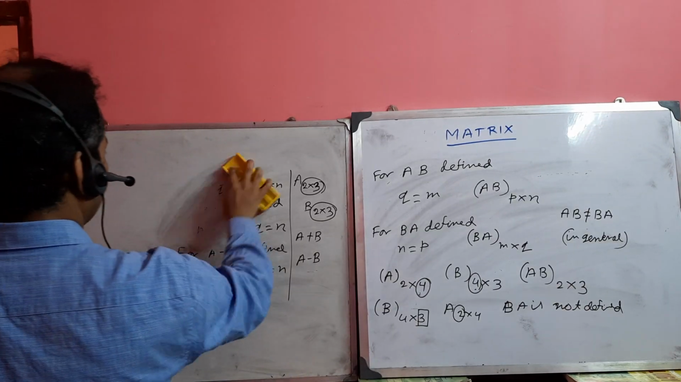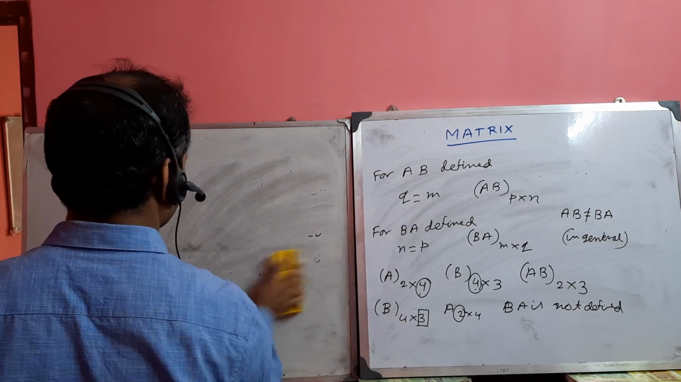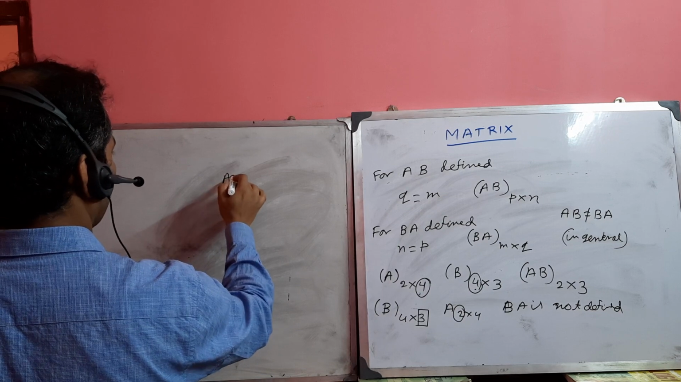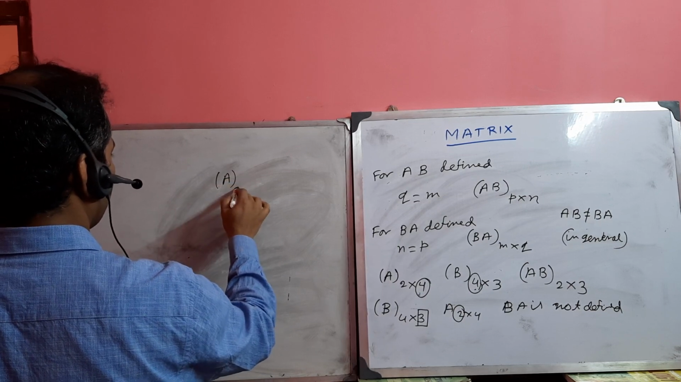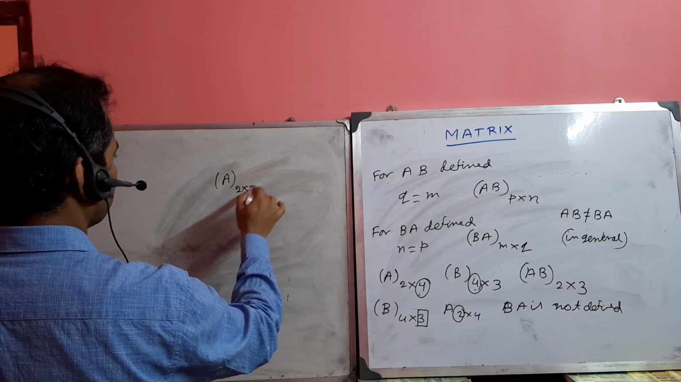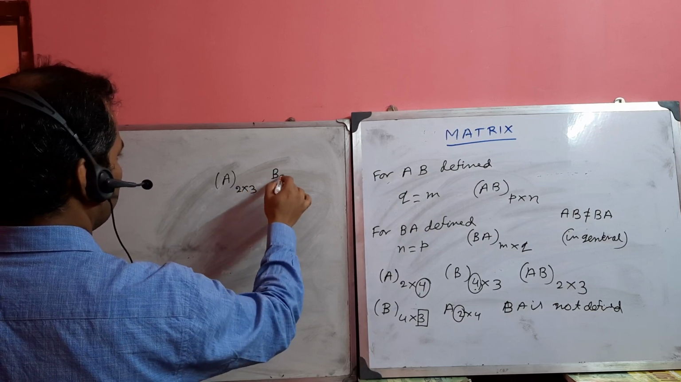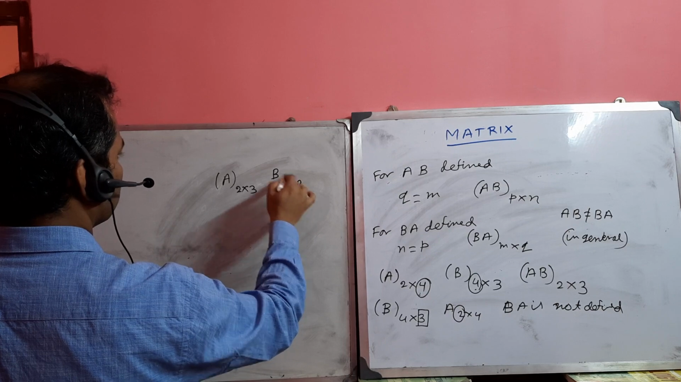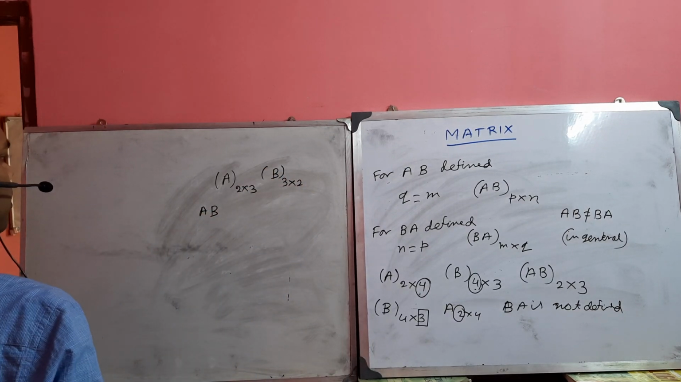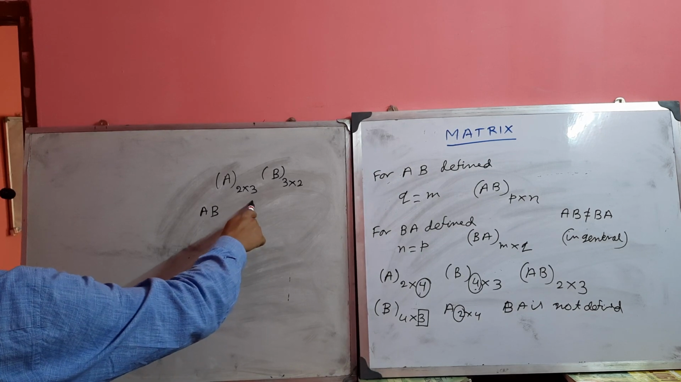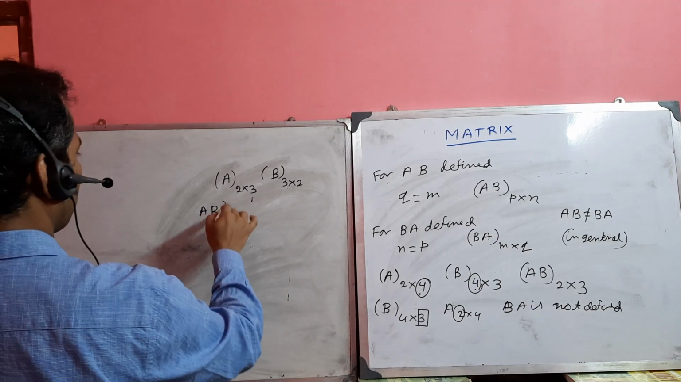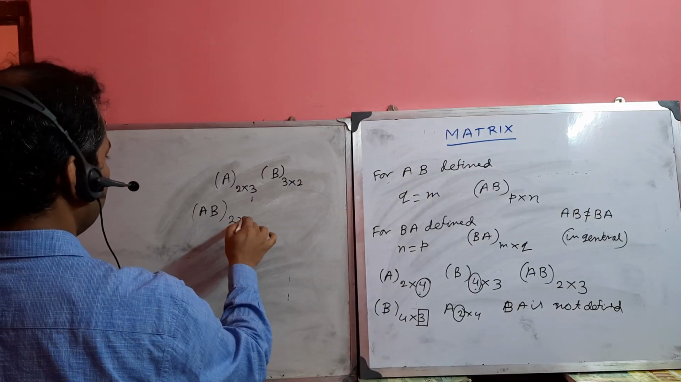But for the matrix A, the order of A is 2 by 3, and the order of B is 3 by 2. Here AB is defined because the number of columns of the first matrix is equal to the number of rows of the second matrix, and the order of AB is 2 by 2.